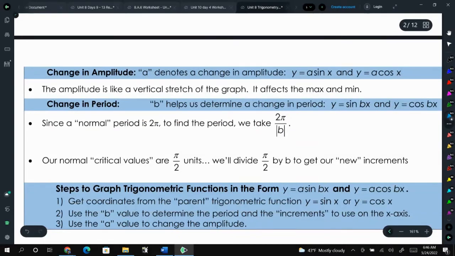And again, the amplitude changes with the a in front of sine and cosine. It's like our vertical stretch and shrink, just like how a always affects a shrink or stretch when we've had that value in front of the function. Now the change in the period: if we have a number in front of the x, that affects our period. Since the normal period is 2 pi, to calculate the new period, it is this formula right here, 2 pi over b.